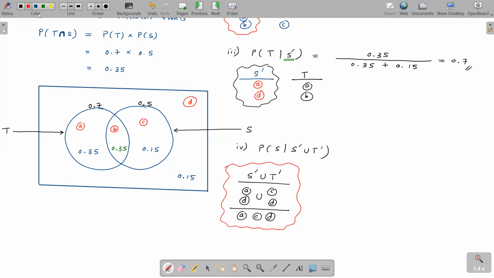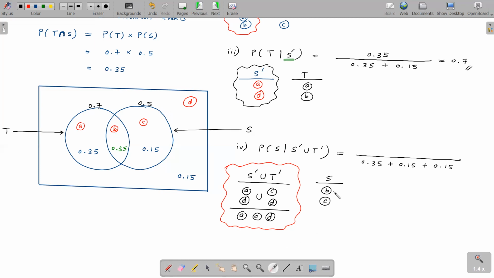Are you guys with me? So that's what comes to our denominator. A probability is 0.35 plus C probability is 0.15 plus D probability is also 0.15. Okay, now let's write the probability of S. What are the regions coming on S? The probability of S given S dash union T dash. Now write the regions corresponding to S. In S, we have the regions B and C, right?